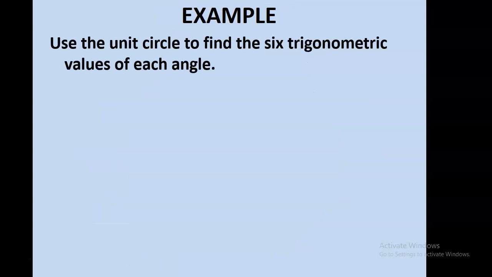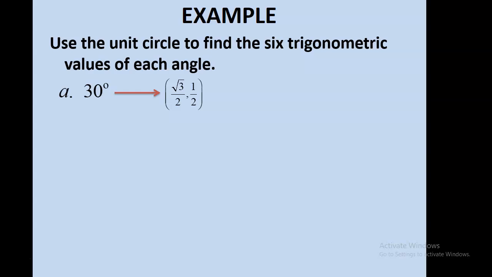So say for instance we wanted to find the 6 trigonometric values of a 30-degree angle, and we wanted to list those off real quickly. We have a 30-degree angle, and we know that it is going to pass through the coordinates that were given. If we look back at the example we just looked at, the 30-degree angle is going to pass through the coordinates square root of 3 over 2, 1/2. Hopefully that's something that you'll memorize after a little bit of time.